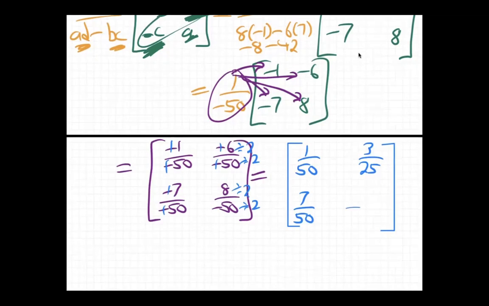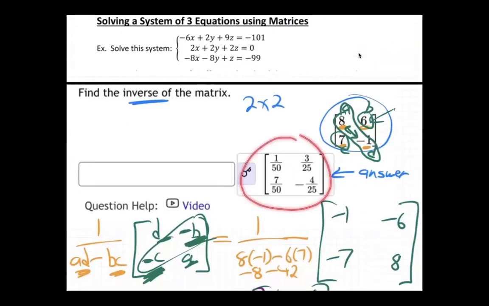I'll put the negative in the front here, and 4 over 25. A negative in a fraction on the bottom, in the front, or on the top, it's all the same thing. If you have one negative in a fraction, it doesn't matter where it's at. So there's our final answer. That matches the answer they gave us.